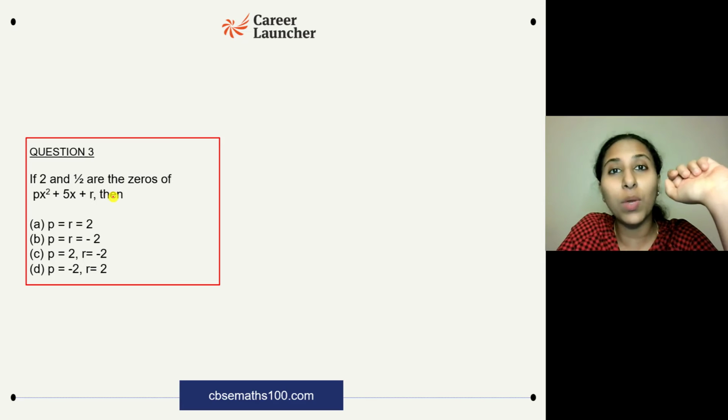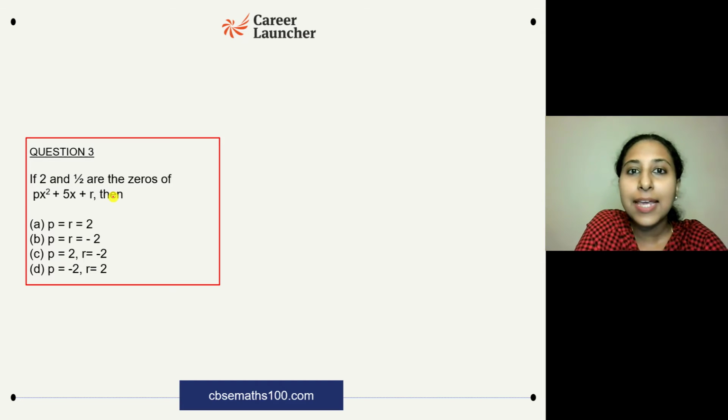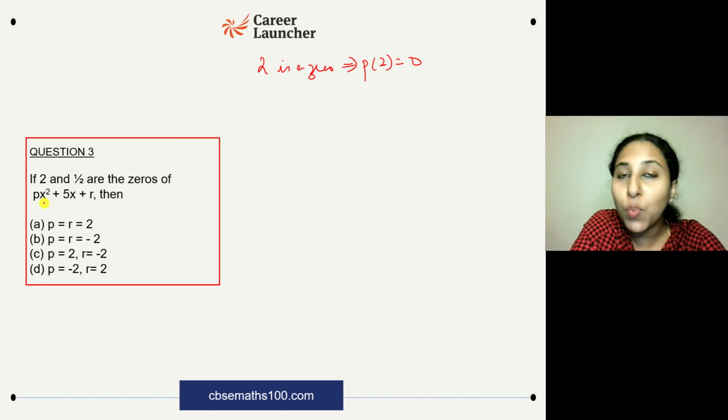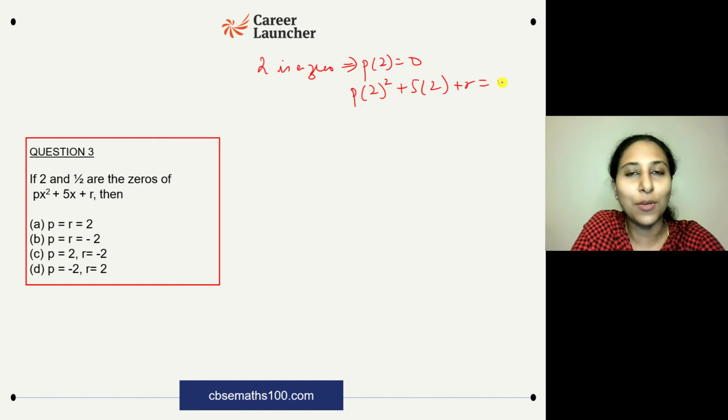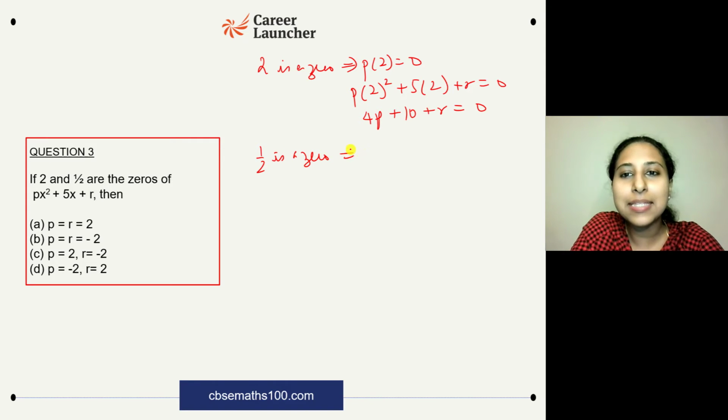So we'll form 2 equations with both these zeros. If 2 is a 0, it automatically means that p of 2 is equal to 0. Substitute wherever x comes with 2. You obtain p into 2 square plus 5 into 2 plus r is 0, or 4p plus 10 plus r is 0. And half is also a 0 of this polynomial. Half is a 0 means that p of half is equal to 0.